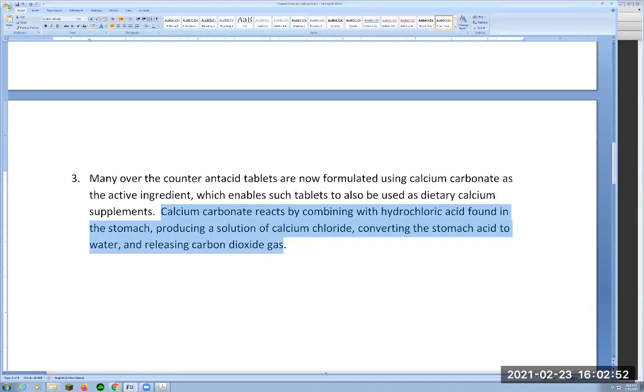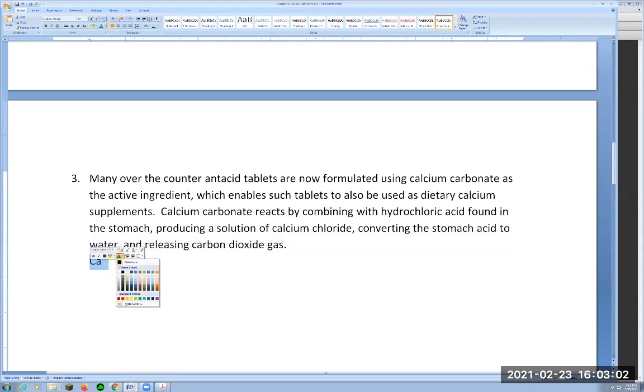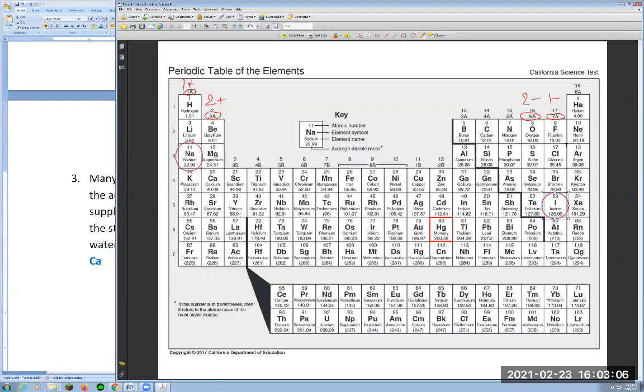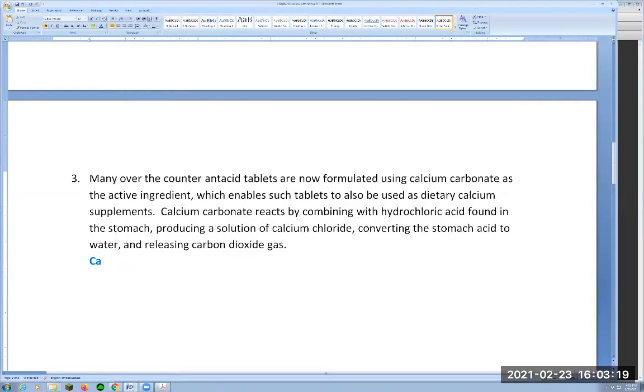So we have calcium carbonate reacting, and so that's going to be on the reactant side. So calcium carbonate, let's find calcium in the periodic table. Calcium is in group 2A, it's an alkaline earth metal. So it's a predictable ion with 2 positive charges. So 2 plus, and here that's superscript.